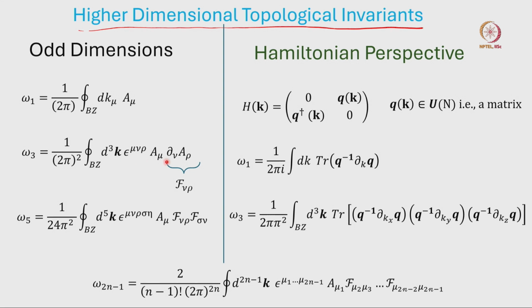So, the integrand is also antisymmetric, and you can write it in this way: mu nu rho, A mu, partial derivative with respect to nu, and A rho, and that is nothing but the curvature. And then you can generalize to higher dimensions. So, in 5 dimensions, you will have an antisymmetric product between A and 2 curvatures, and you can generalize to any higher dimension, and all of them are odd, because you can only define an odd integral of this kind.